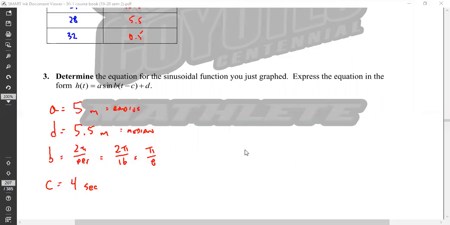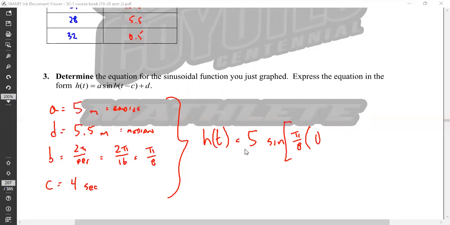Now that we have this, we can put this all together. h of t is equal to, we have 5 as our amplitude, sine of, if b is pi over 8, remember that that's factored away from t, minus 4. And then we have plus 5.5.